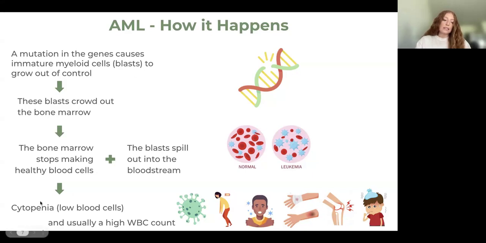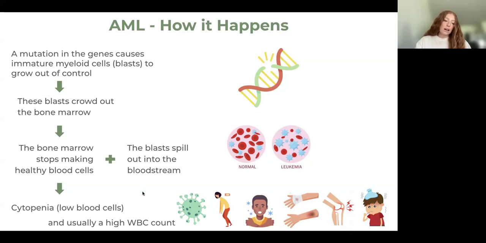And what you get is cytopenia, which is a fancy word for low blood cells. So low red blood cells, low platelets, sometimes low white blood cells. But at the same time, it's common that you'll get a high white blood cell count, because those blasts are a category of white blood cells, and those are going to show up on your blood tests.